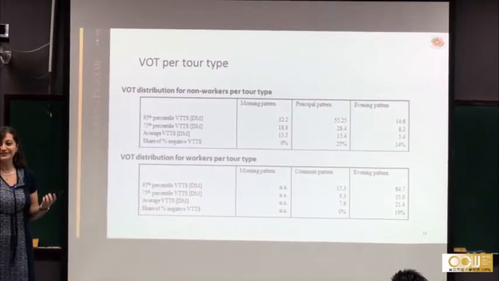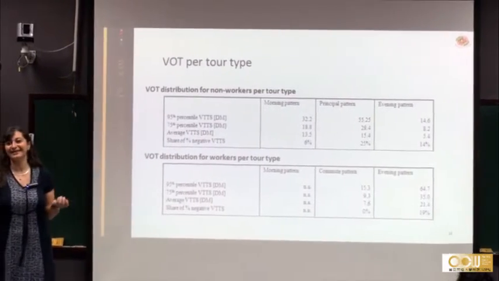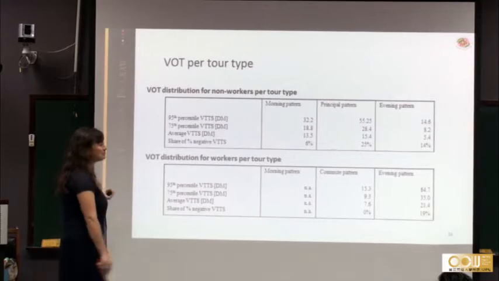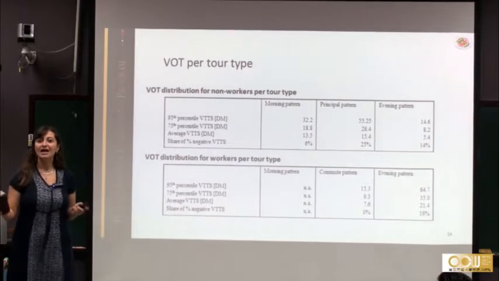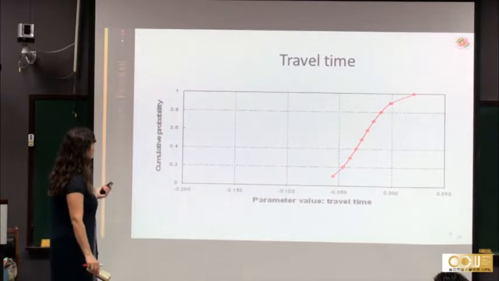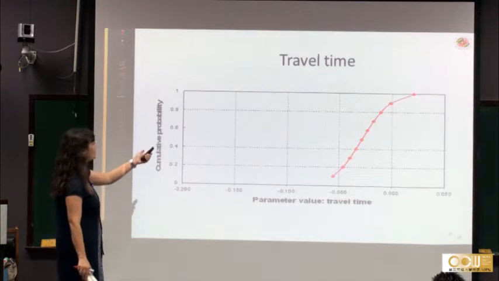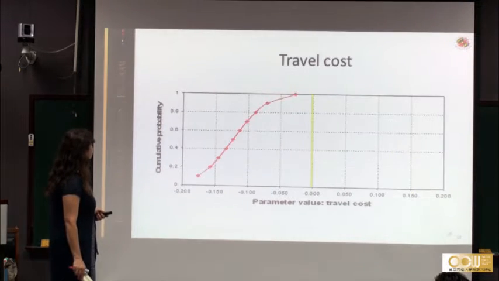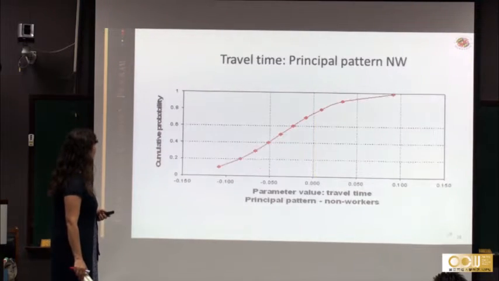Now the interpretation of this, you can believe or not. Professor Mokhtarian liked it, and she published it. But this is another way to see the application of this methodology. So these are the distributions. You see, you have distributions. These are the distributions of value of time.